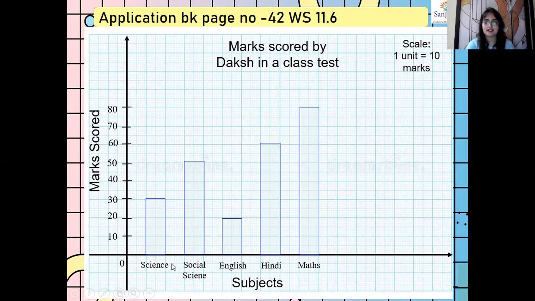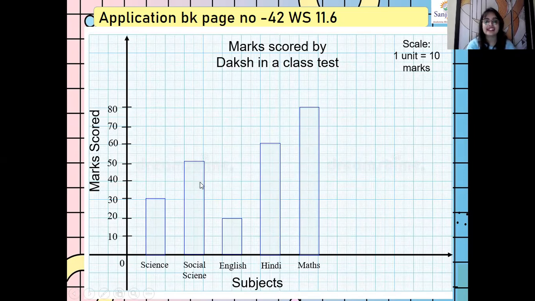And on the x-axis, that is on the sleeping line, you will be writing the different subjects, that is science, social science, English, Hindi, maths. Now, for science, they have given you that Daksh has scored 30 marks. So you will be drawing this bar till 30. Now remember, the width of the bars should be the same, and also the distance between the different bars should be equal. Okay. Now for science, you will draw till 30.